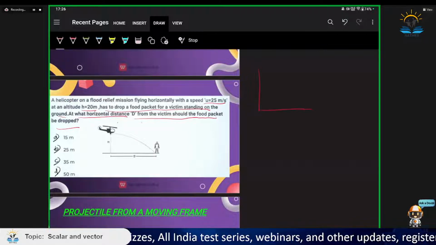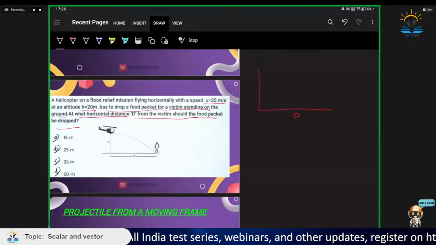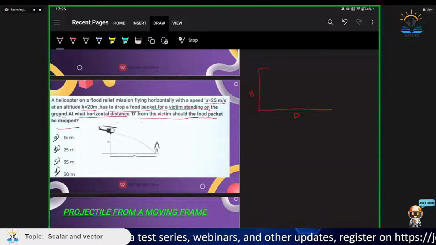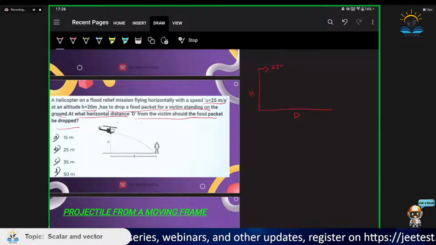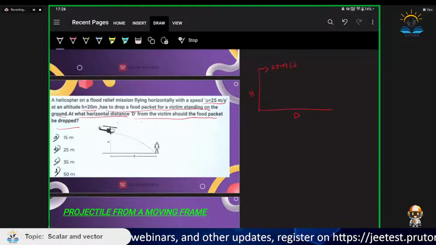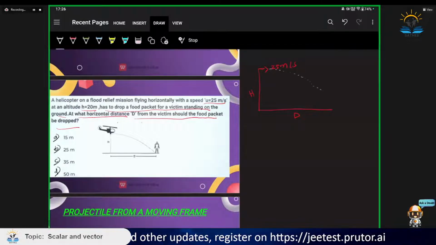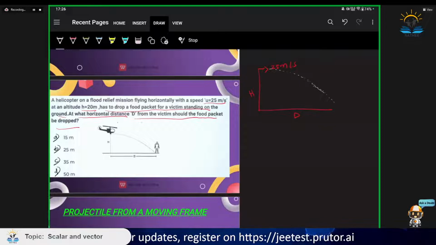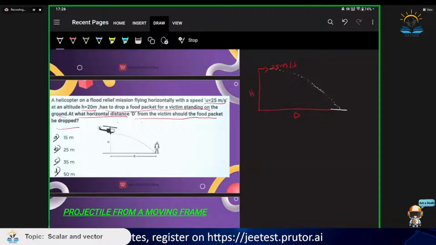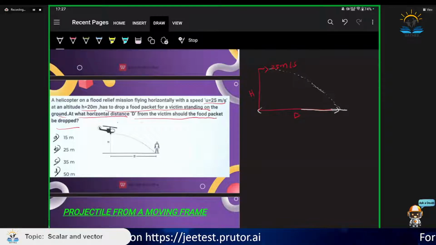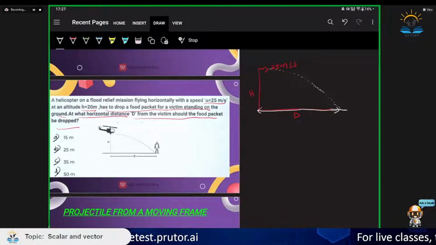This is the case, right? Here it is D, here it is H, and U is given, 25 meter per second. H is given.